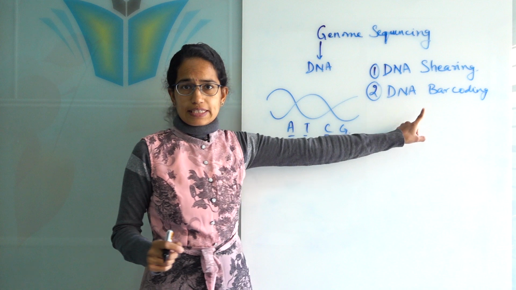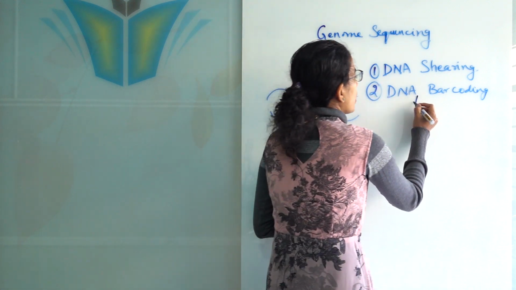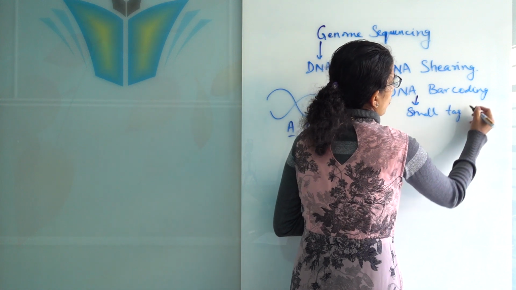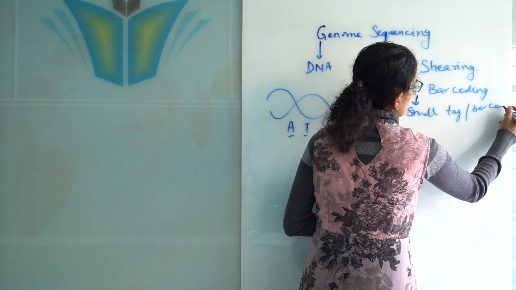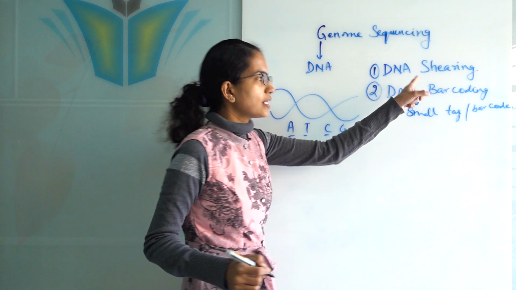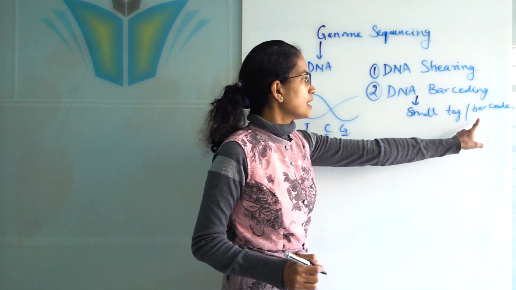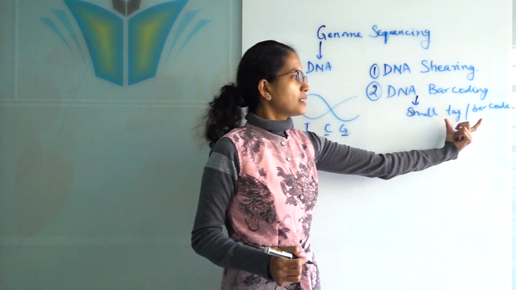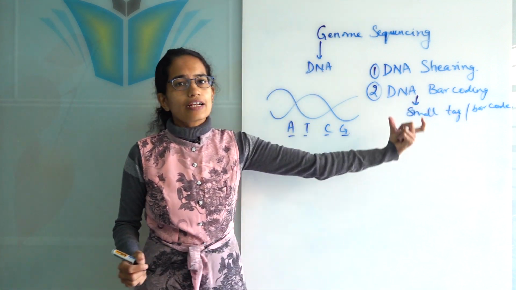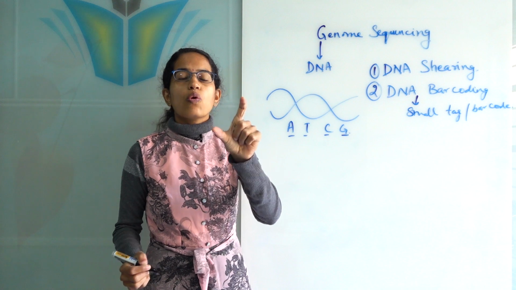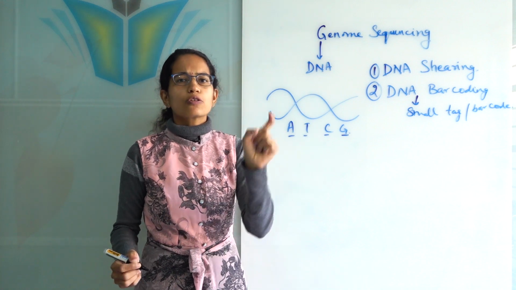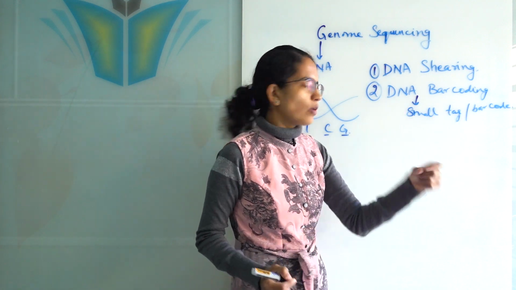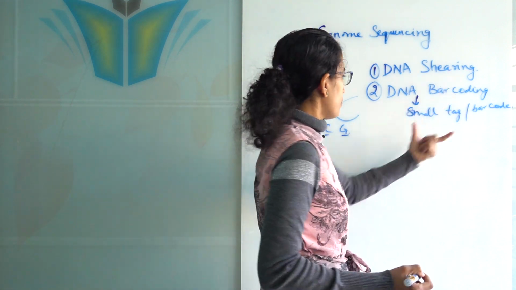So what happens at this stage is a small DNA tag, or what we can say a barcode, is introduced to the sheared DNA, and this sheared DNA, when it attaches to the barcode, has specific information that it carries, and it lets the person know which species it belongs to, which bacteria it belongs to, or which organism it belongs to. So this is the stage of barcoding.